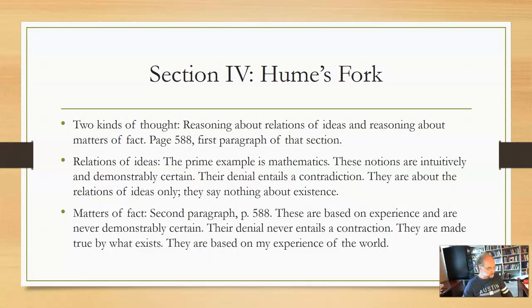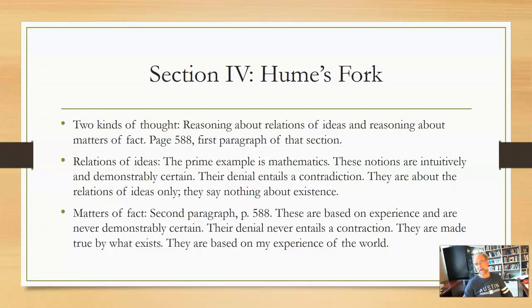"Of the first kind are the sciences of geometry, algebra, and arithmetic, and in short, every affirmation which is either intuitively or demonstrably certain. That the square of the hypotenuse is equal to the squares of the two sides is a proposition which expresses a relation between these figures. That three times five is equal to half of thirty expresses a relation between these numbers." So check this out. "Propositions of this kind are discoverable by the mere operation of thought, without dependence on what is anywhere existent in the universe. Though there were never a circle or triangle in nature, the truths demonstrated by Euclid would forever retain their certainty and evidence." Okay, check it out.